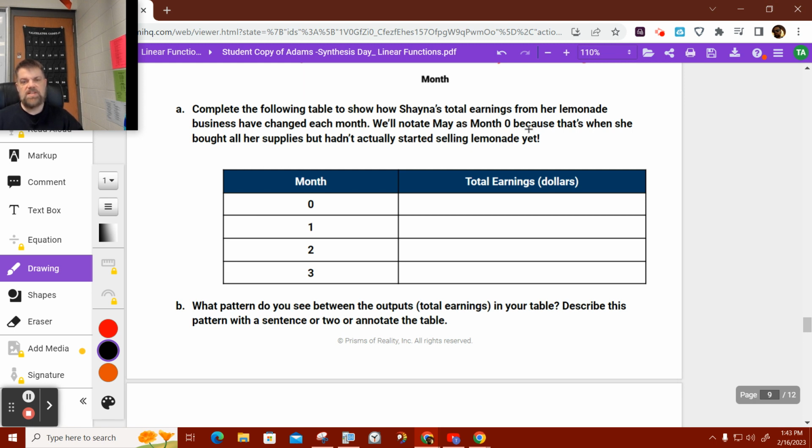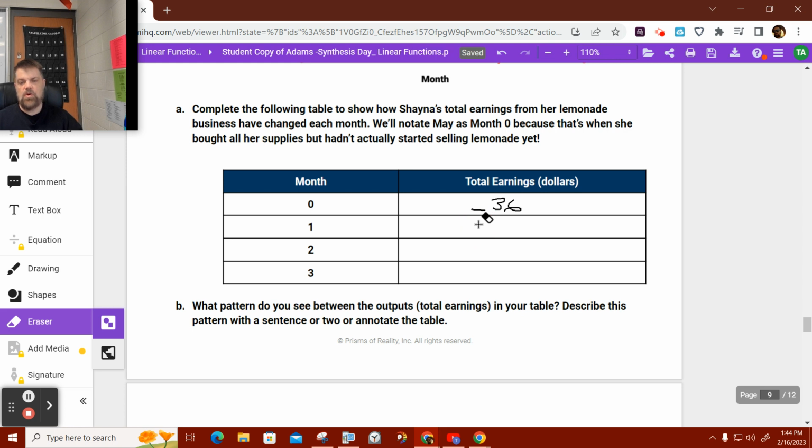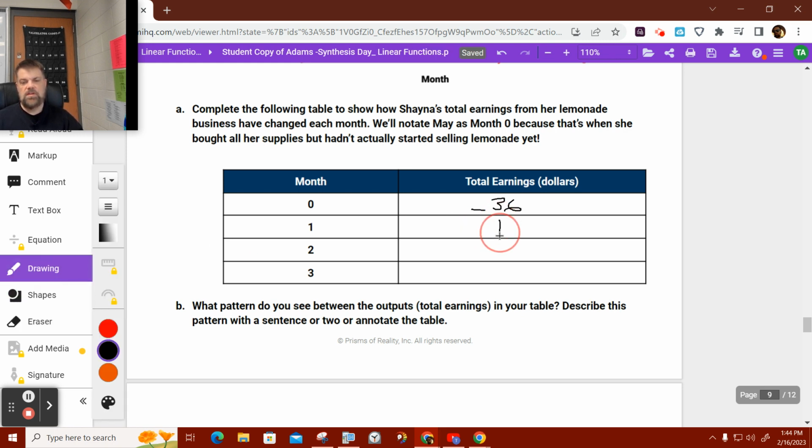So this one says complete the table of our lemonade stand. Month is 0. So this is per week, yes? No, it's per month. So it's negative 36. This one was, what was it? It's 44. That's right. So this one is 44 and then 124, and then 204. So that hasn't changed.